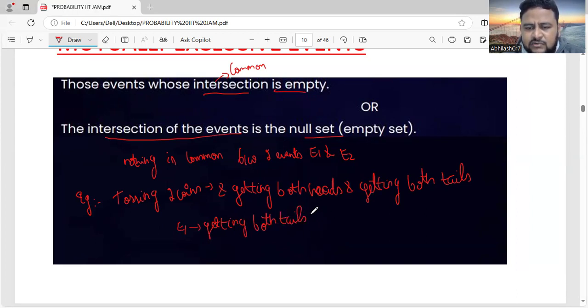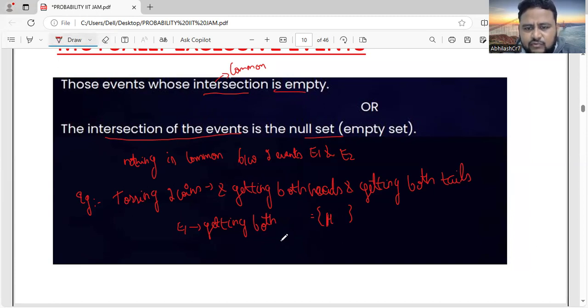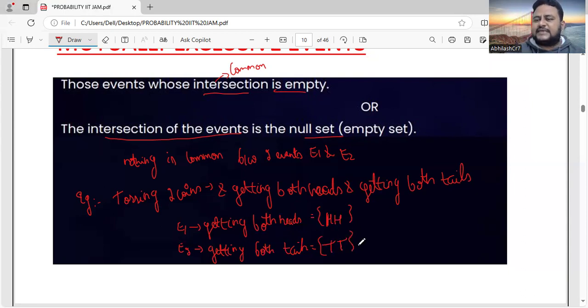So what is the favorable outcome here? First, the first event is getting both heads. Both heads is H and H. Event two is getting both tails, and how do you represent that? It is T and T. Got it?